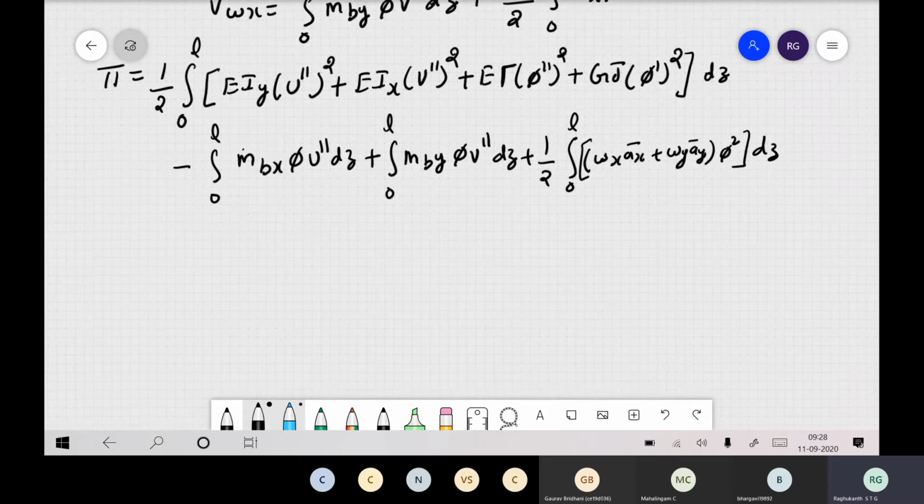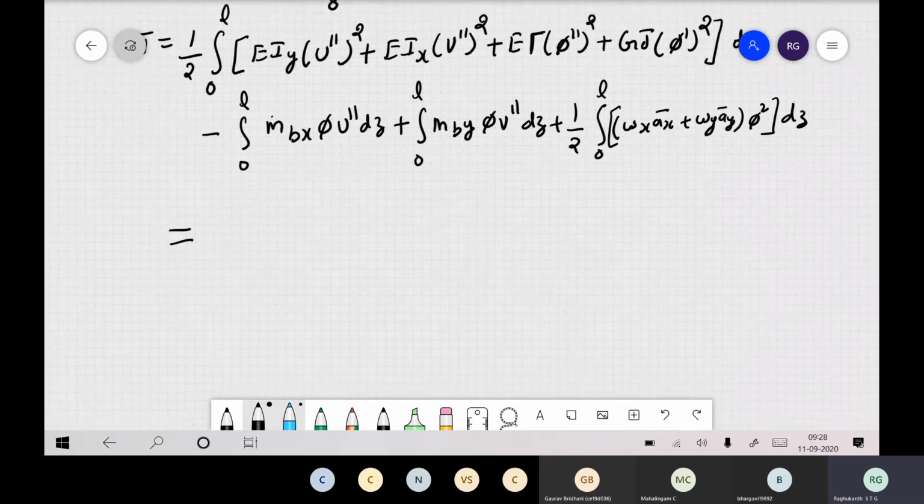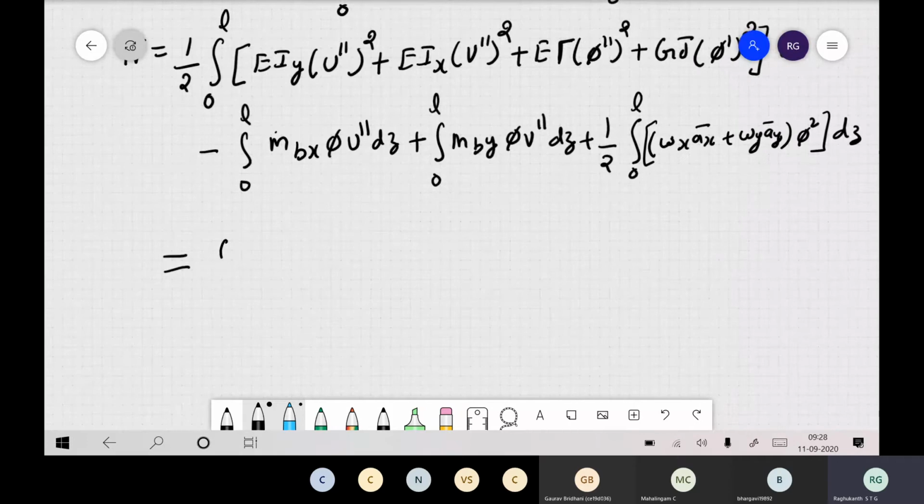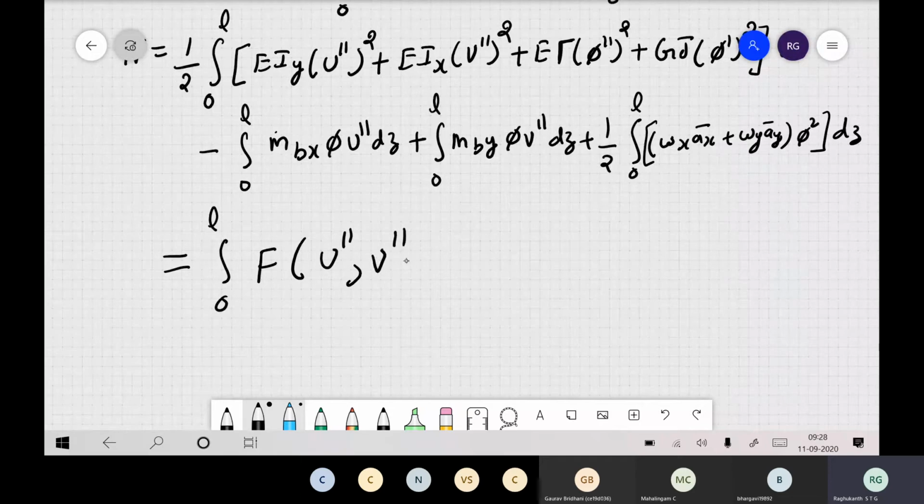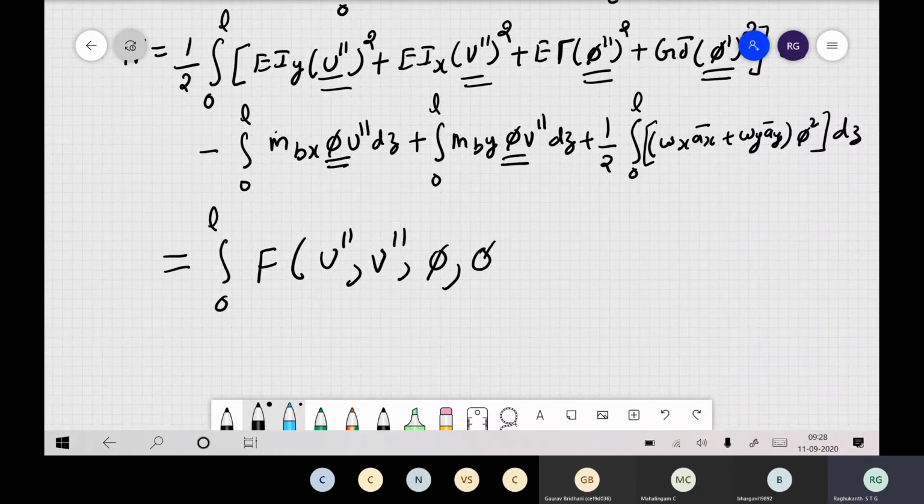Now if you see these expressions, you can see this entire function whatever we have written, integral 0 to l, if you write it as some f, it depends on, if you see, what are the variables here. You have u double dash, then v double dash, then phi is there somewhere here. You can have phi term, then u double dash, v double dash, then phi double dash, phi dash also is there. So these are the variables in our equation.